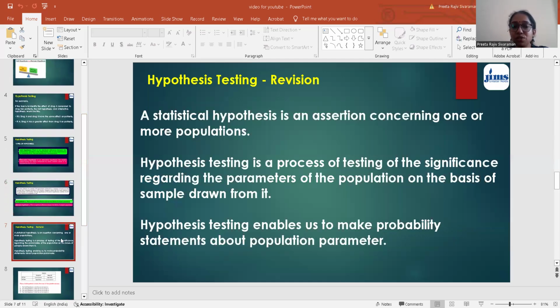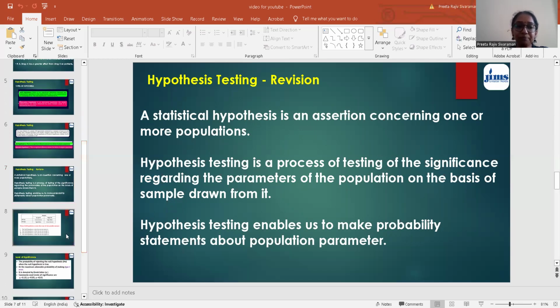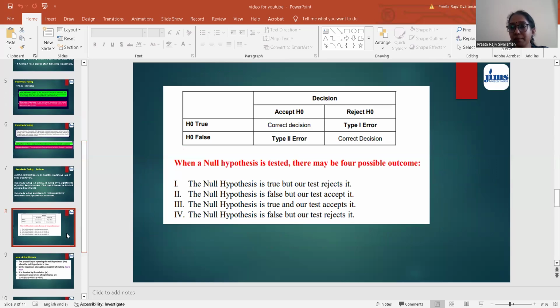So if we go for the revision part, it is again a repeat. A statistical hypothesis is an assertion concerning or involving one or more populations. Hypothesis testing is a process of testing the significance regarding the parameters of the population on the basis of the samples drawn from it. And it enables us to make probability statements about the population parameter. Now, there are two types of errors in hypothesis testing: type 1 error and type 2 error. You can see we can make a table of it.